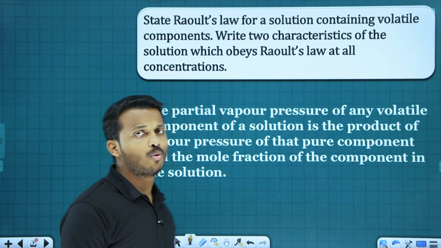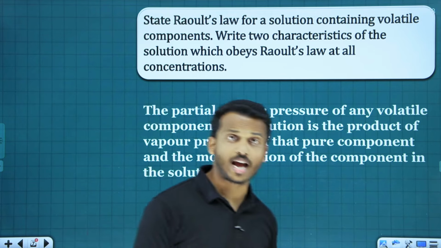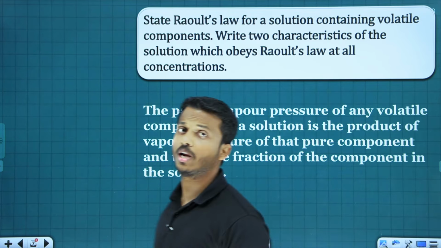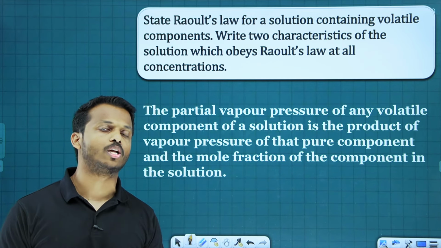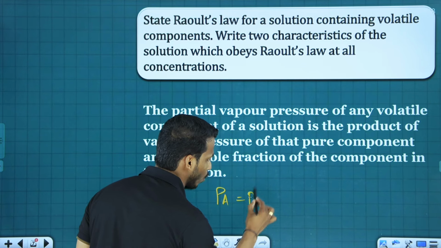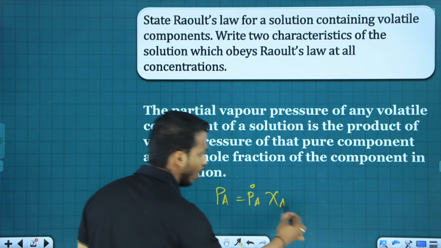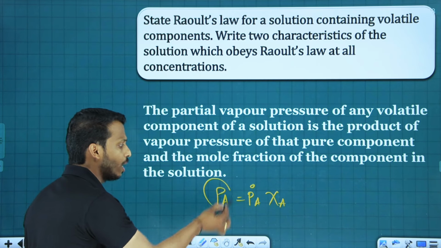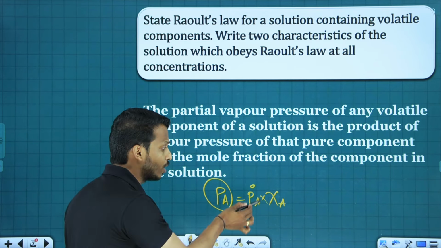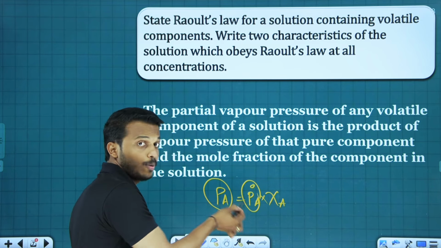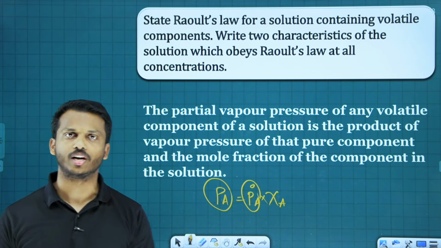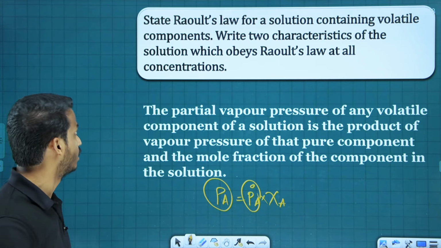Next one: state Raoult's law. We know Raoult's law says that for a volatile component in a solution, the partial pressure is directly proportional to its mole fraction in the solution. So Pa is equal to what? P naught A into chi A. Or you can define that the partial pressure of any volatile component is the product of the vapor pressure of the pure component and its mole fraction. Like that, we can also define it.